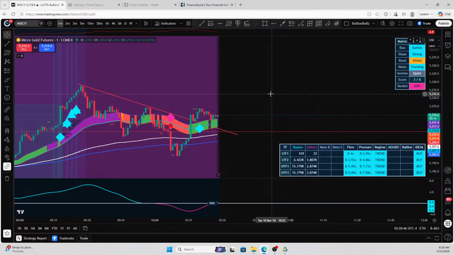Yeah, price is about to break out. Starts breaking out, we might see aggressive trend forming. Just have to wait for now.